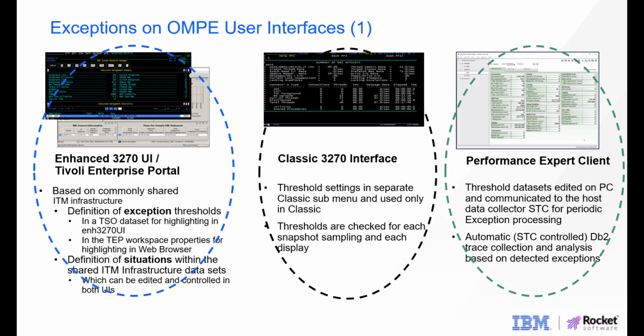The Performance Expert Client user can define certain processes like DB2 trace collection, which can then be started by the data collector started task automatically if it detects a user-defined exception. Those exception alerts can optionally be rerouted to a user exit, which does per default out of the box a WTO on the console.